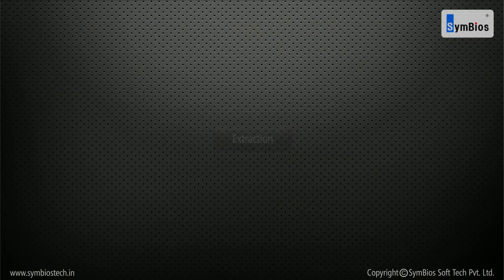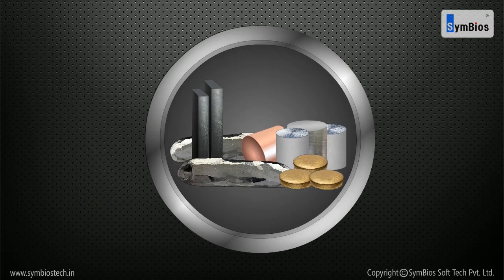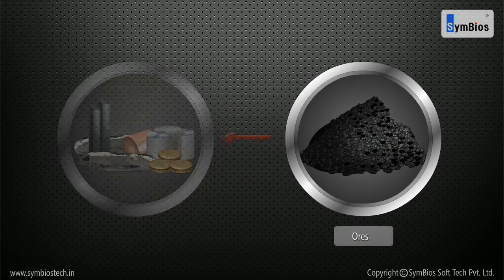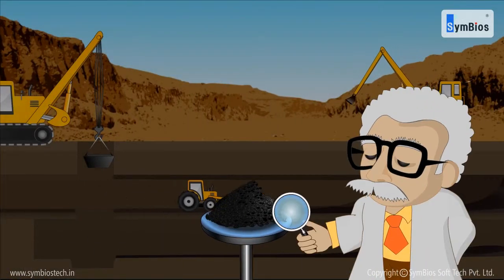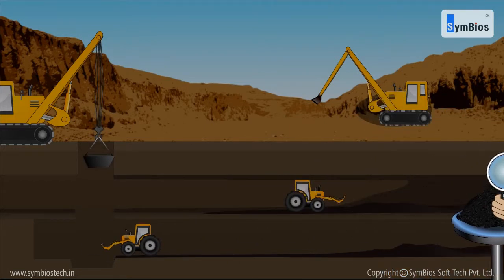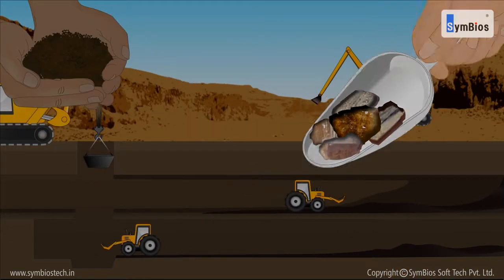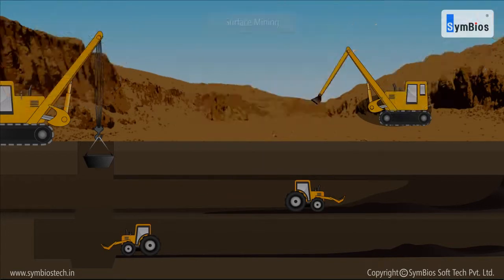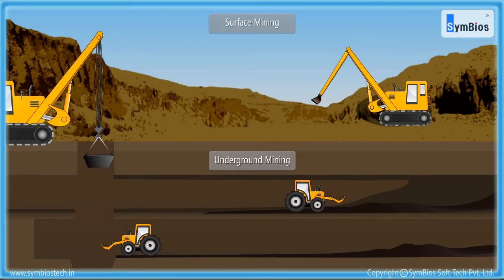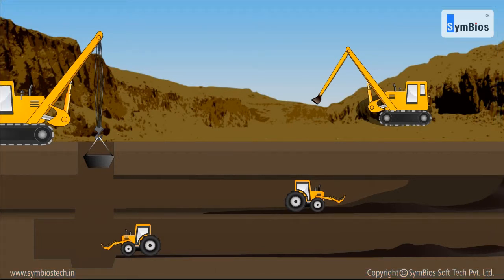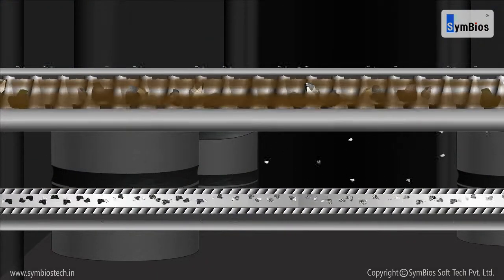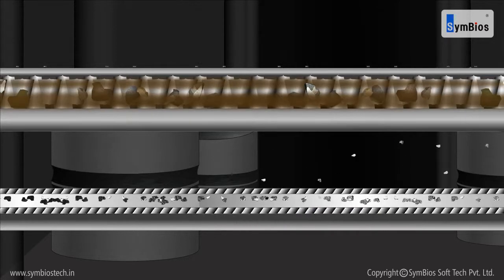Extraction. Metals are obtained as ores by mining. Ores are generally obtained by extensive research of the area that includes sample study of soil, rocks, and other minerals. Surface mining and underground mining are two different methods of obtaining the ores. These ores are then treated by various methods for extraction of metals.